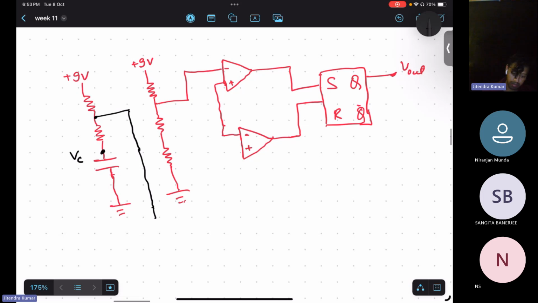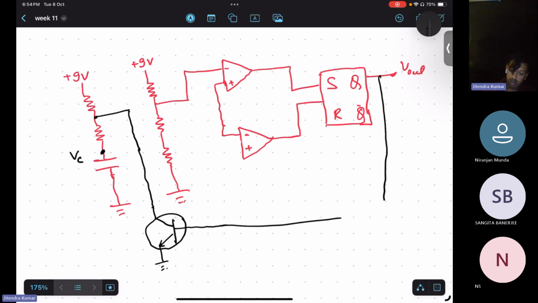And now this VC, just one step above, will be connected to one NPN transistor, and this is connected directly to the output. So the reason behind connecting this transistor to output is that it can determine when this transistor is on or off. To be on, it has to be forward biased, or to be off, it has to be reverse biased, in that fashion.